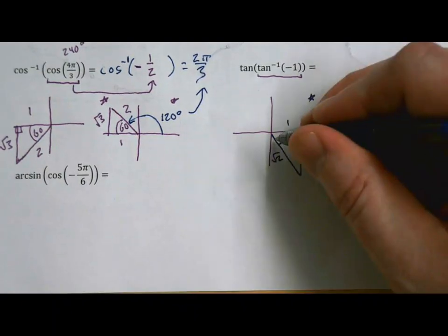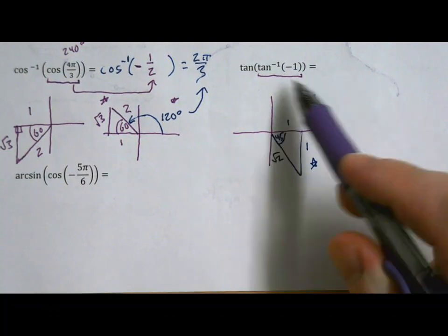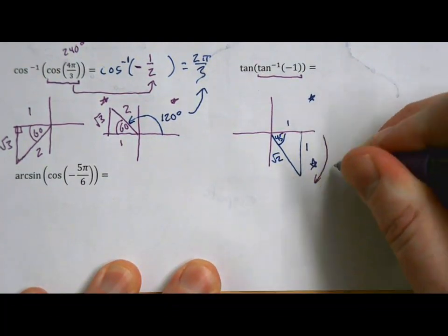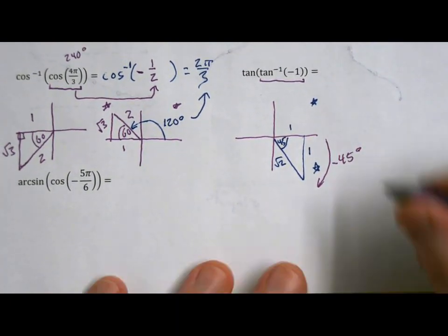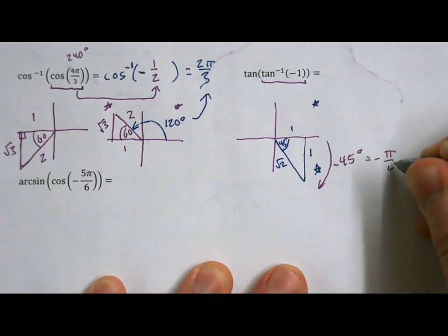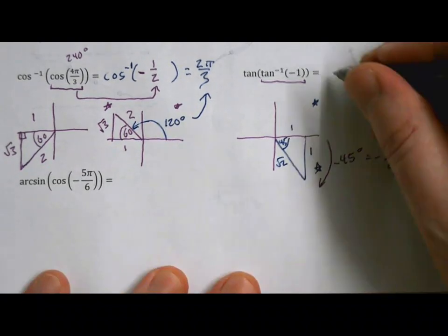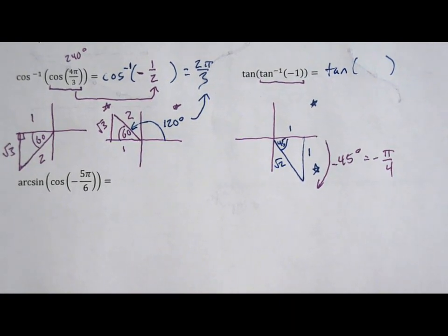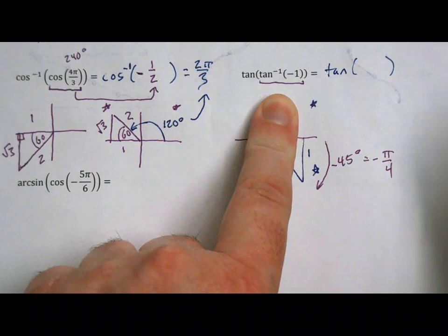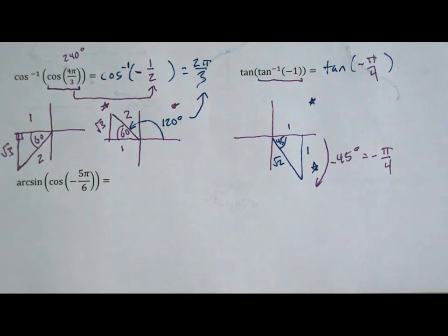Reference angle is 45, but we're not going to use that. We need something between negative 90 and 90. So let's think of that as negative 45 degrees, but we'll do it in radians, which is negative pi over 4. So I'm going to simplify this a little bit. We've still got that tangent on the outside, but all that work that we did, we turned this into negative pi over 4. All we have to do now is evaluate the tangent of negative pi over 4.